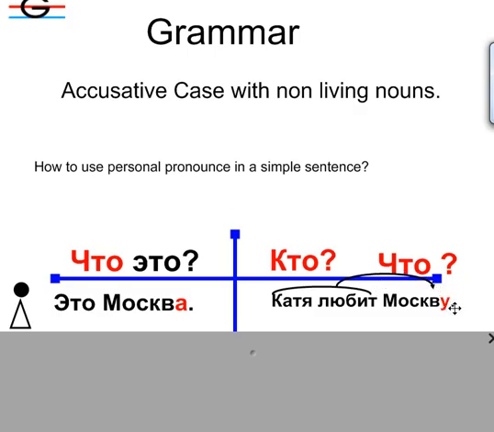So look at the endings. What happens to the endings? They are changing. A to U. Because Moscow is no longer a subject. In the first sentence it's the subject. Катя любит что? Москву. It's an object. Object of love.